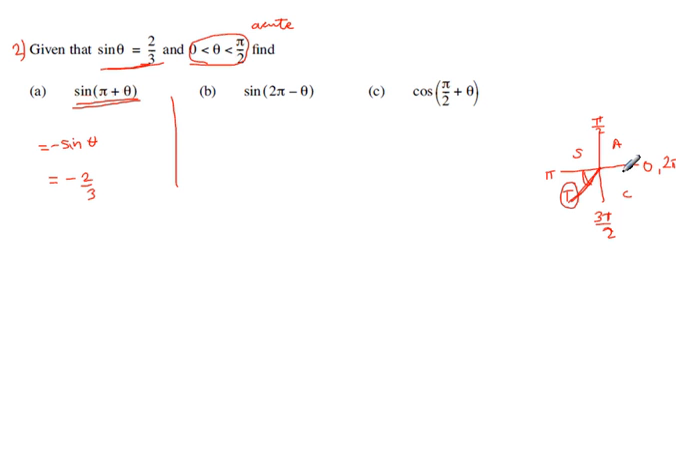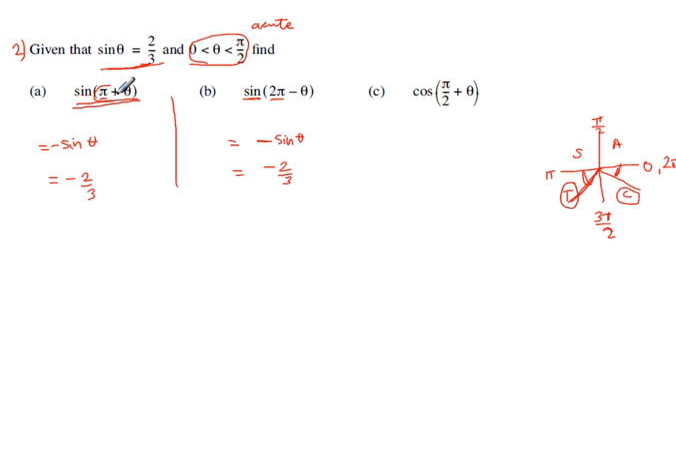2 pi minus theta. If you're looking at 2 pi minus theta, that will come here. It will be the same as minus sine theta. Remember, whenever pi or 2 pi comes in, your ratio remains the same, means sine remains sine. Your theta is an acute angle. We know 2 pi minus theta will be in the fourth quadrant. Only cos is positive, therefore sine will be negative, hence the negative sign. So that means minus 2 by 3.